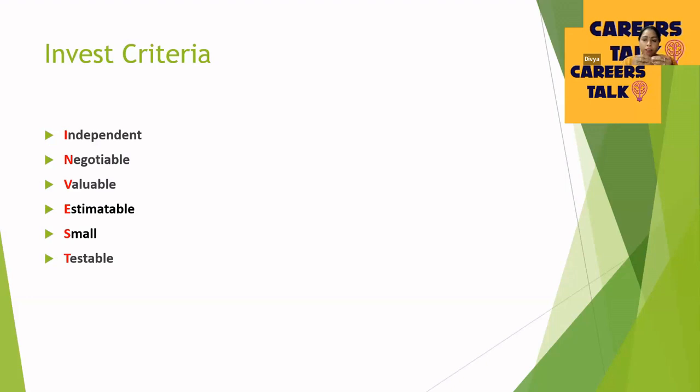So we make sure that the story is not dependent, so that we are not delaying that story, and there are no other blockers that stop this story from developing further. So we should make sure that it is independent.